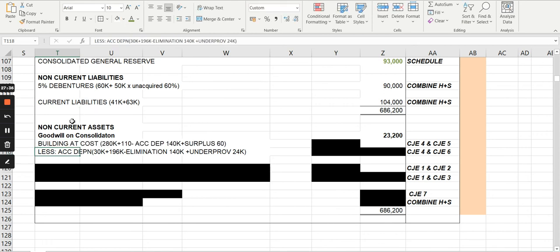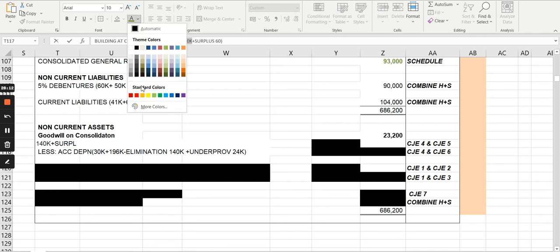If you have the carrying value, it will be put as it is. But here you have the cost as well as accumulated depreciation. The one of the holding is 280. The one of the subsidiary was 110. What you need to do here is adjust for consolidation journal entry number 4 and consolidation journal entry number 5. Consolidation journal entry number 4 is regarding accumulated depreciation that you have eliminated.